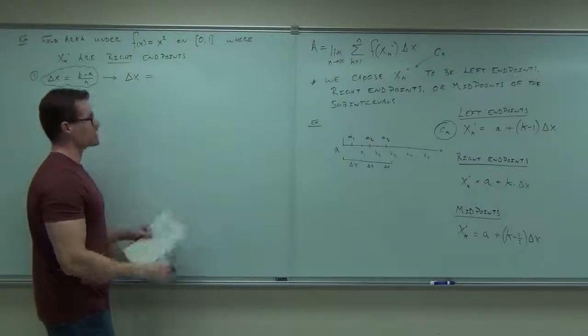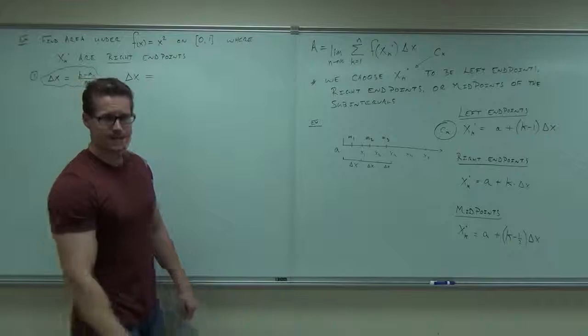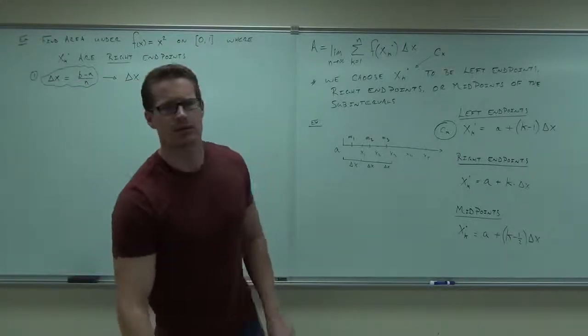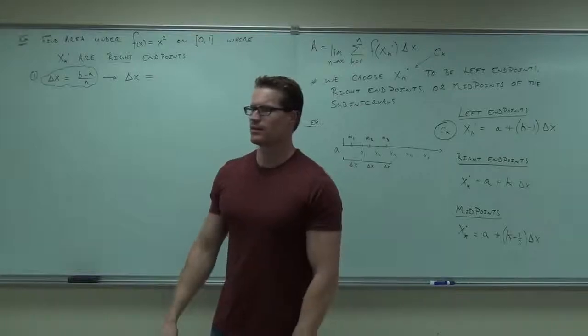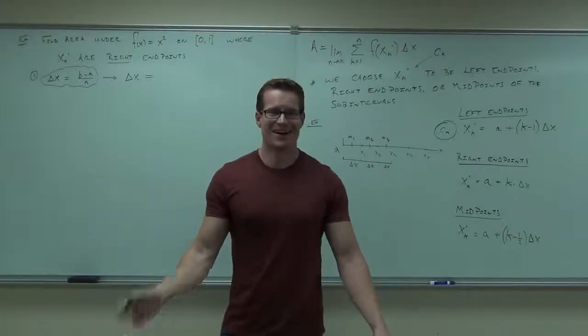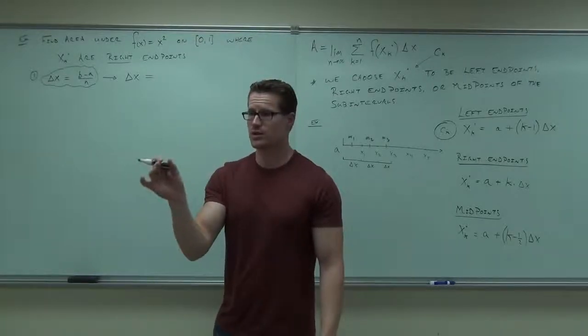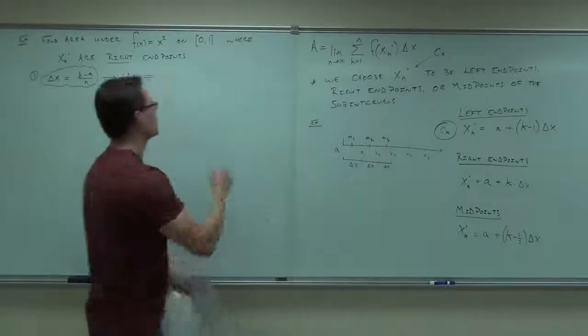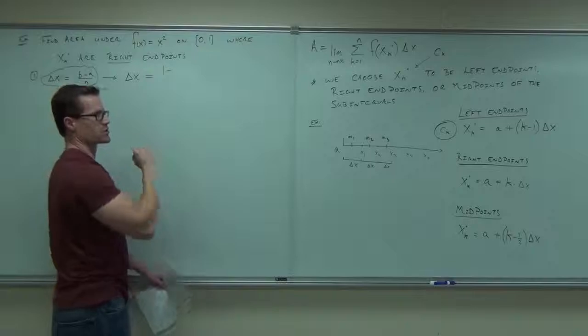What's delta x in this case? How are you getting the 1? B minus A. Okay, this is B minus A, yeah, that's right. The interval tells you A and B, right? So where you start is A, where you stop is B. Where do we stop? 1 minus, what is your A?